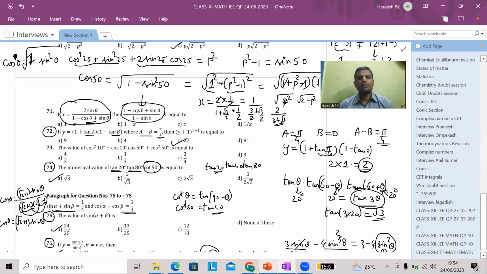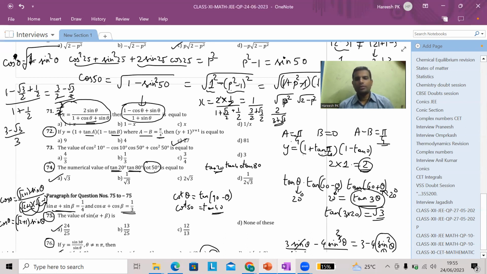Now here, if you put 30°, you will get 1 minus root 3 by 2 plus half by 1 plus half. So again 1 plus half. The numerator will be 3 by 2 minus root 3 by 2, by 3 by 2. You can cancel off the 2 everywhere. So I'll get 3 minus root 3 divided by 3.